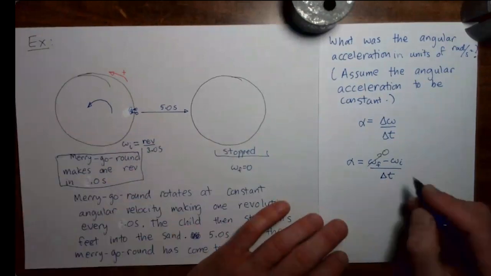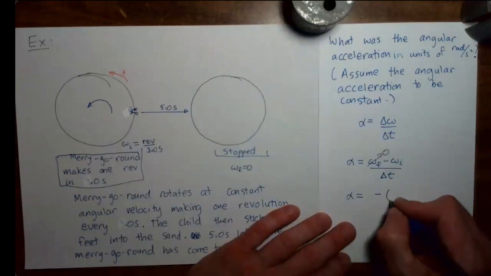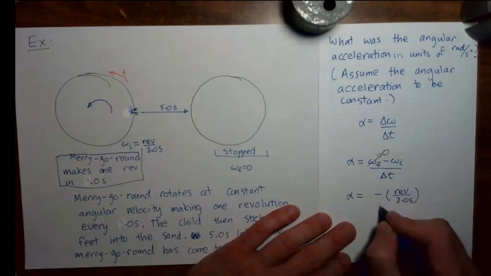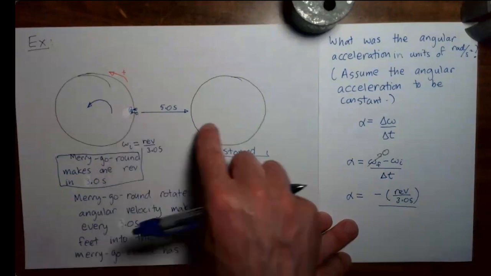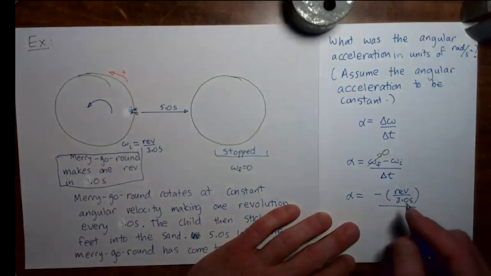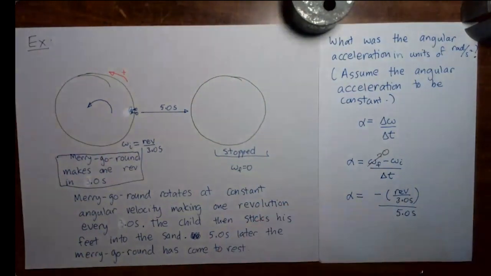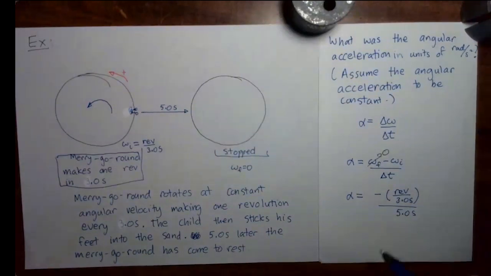So going back to the formula, we have angular acceleration is minus initial angular velocity, which is a revolution over 3 seconds. And then the time interval between the kid sticking his feet into the sand and the merry-go-round completely stopping was 5 seconds. Now notice if we were just going to do the calculation like this, we would have units of revolutions per second squared. But the problem is asking us for the answer in units of radians per second squared.